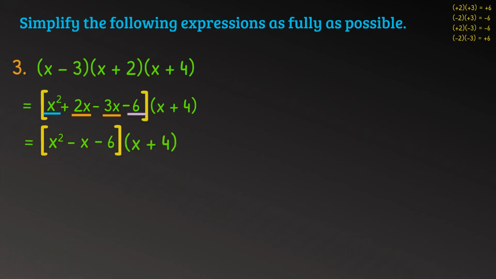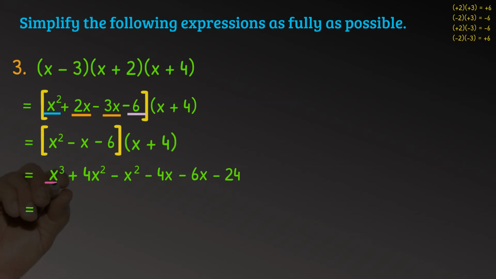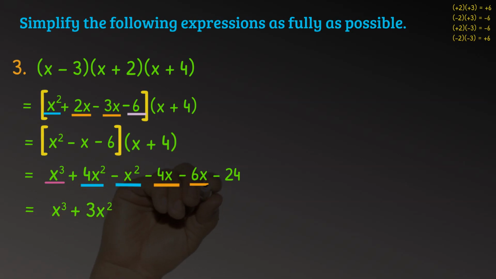Then multiplying the yellow bracket out with the last bracket, x plus 4, we get x cubed plus 4x squared minus x squared minus 4x minus 6x minus 24. And finally, combining the similar terms, we have x cubed, plus 4x squared and minus x squared gives us plus 3x squared, and minus 4x and minus 6x gives us minus 10x, and minus 24 stays the same.